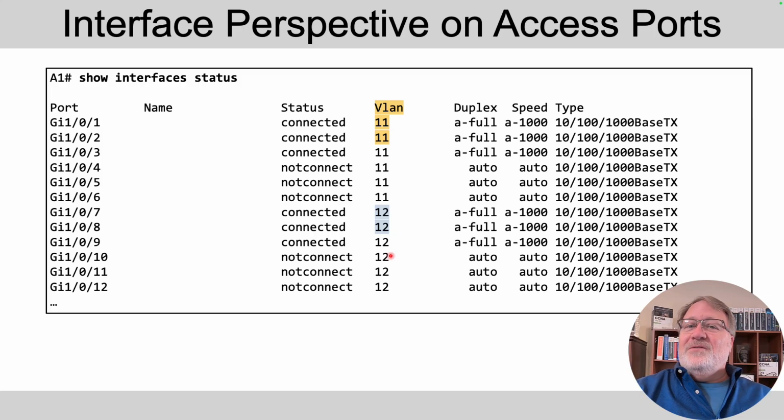So get this. If you've configured a port with that switch port access VLAN command, that VLAN shows up in this column. And we just configured the first 6 ports to be in VLAN 11 and the next 6 to be in VLAN 12. And there they are in show interfaces status. And you can confirm that there with this command.